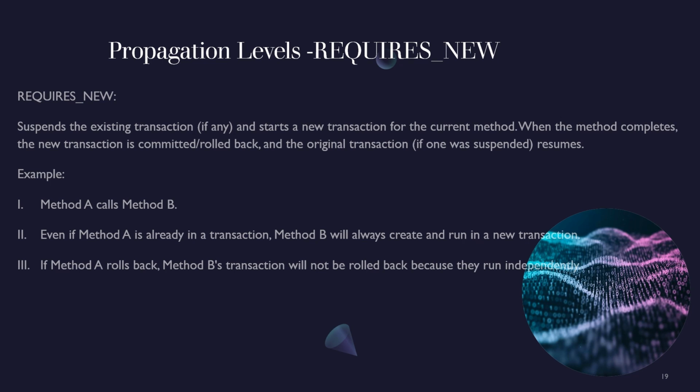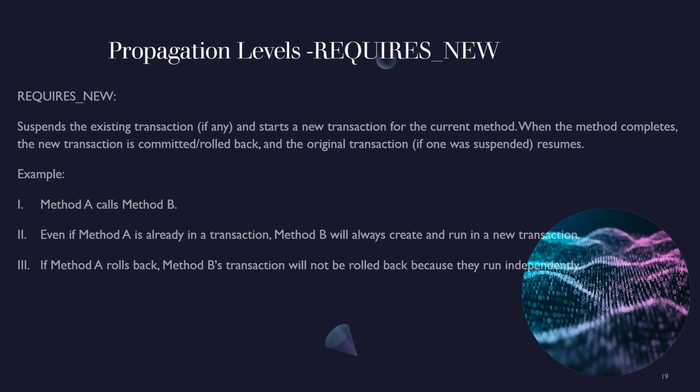The next propagation level is REQUIRES_NEW. In this propagation level, it will suspend the existing transaction and start a new transaction for the current method. When the method completes, the new transaction is committed or rolled back and the original transaction resumes.